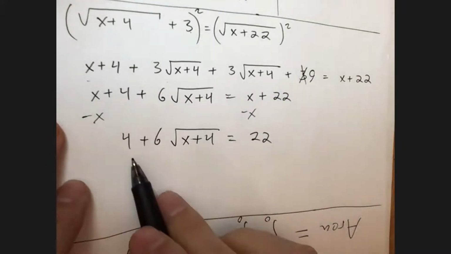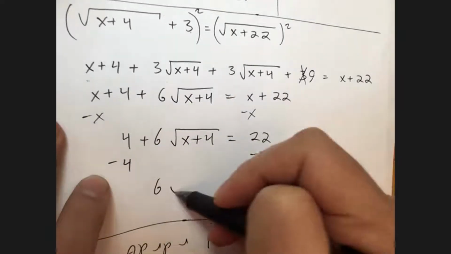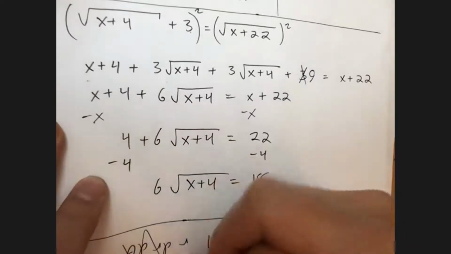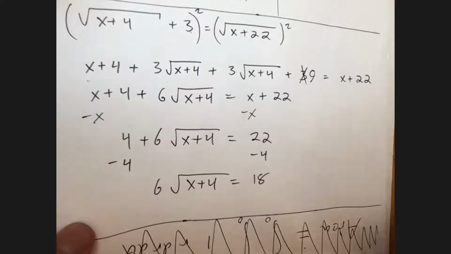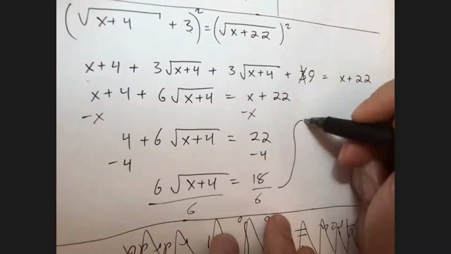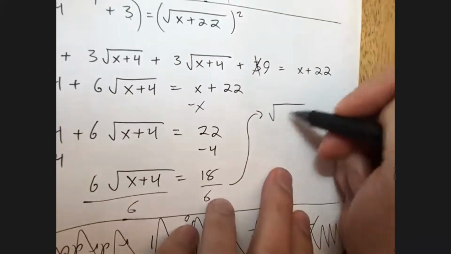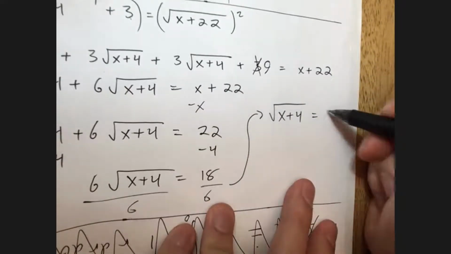Then I can subtract 4 from both sides. You can ignore my calculus work down there. Then I'll divide both sides by 6. Let's bring that over here. All right. So now we have root x plus 4 equals 18 divided by 6 is 3.